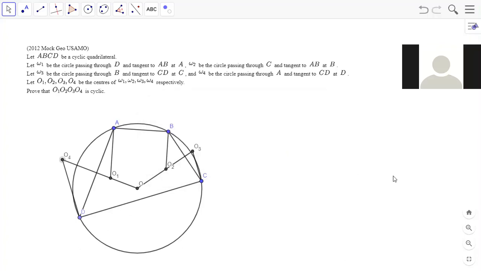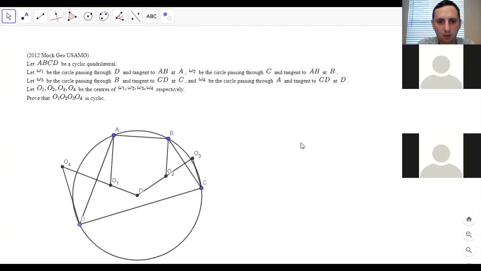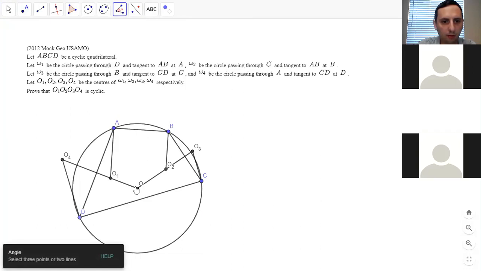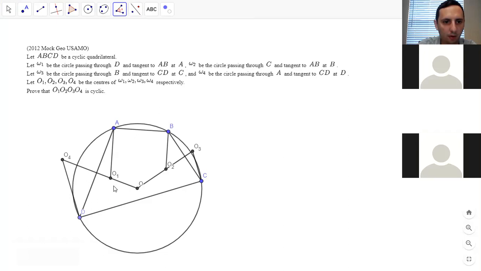Let's see. Is O1... oh, I could probably try to use PowerPoint. So O1 times O4, yeah, maybe that's just true. That would make it easy then. So I could try to check angles. I don't think it's true because then angle OAO1 would equal angle O4OA. Yeah, it looks like power of a point is the most obvious way to try this. Or we could try to show angle O4O3O is angle O2O1O.